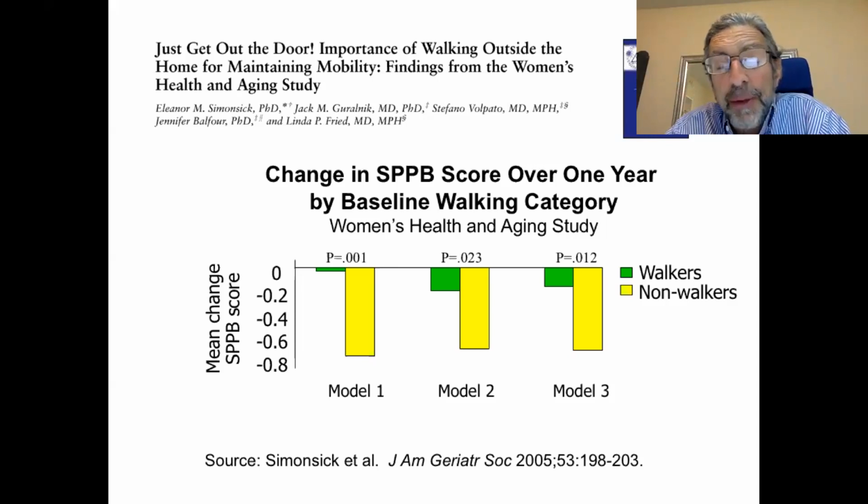And so we gave this paper an unusual title to get people to pay attention to it. You can see that at the top. We called it "Just Get Out the Door: The Importance of Walking Outside the Home for Maintaining Mobility." And there needs to be more research in this area, but for people who can't or won't do full exercise programs, even a small amount of exercise probably is beneficial and can reduce functional decline.